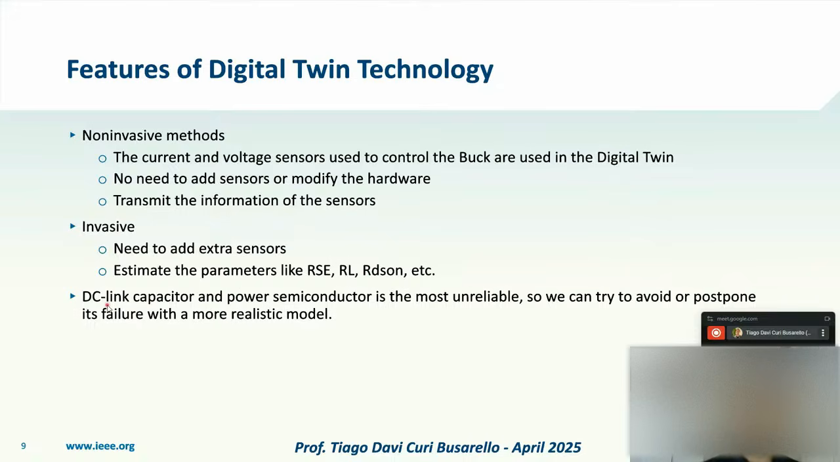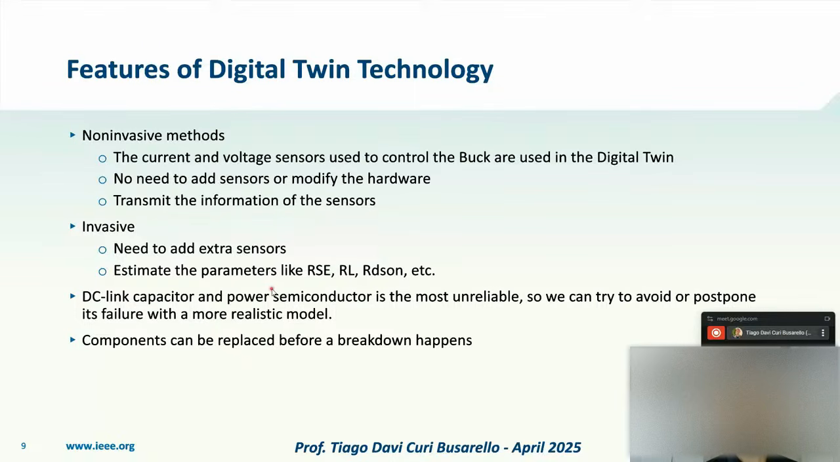As I said, we know that DC capacitors and power semiconductors are the most unreliable components. Using the digital twin technology with a more realistic model, we can try to avoid or postpone their failure. We know, as I said, from people from reliability of power electronics, these components are really prone to failure, are the first to fail, DC capacitors and power semiconductors.